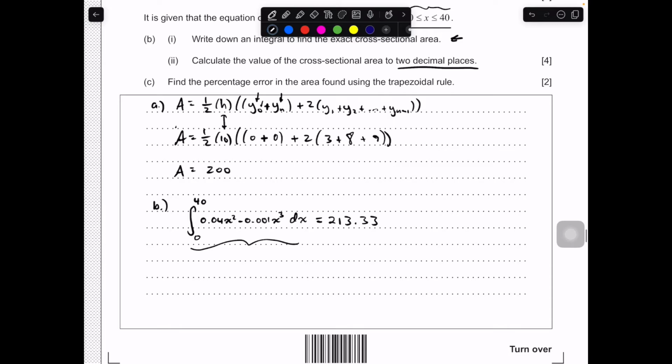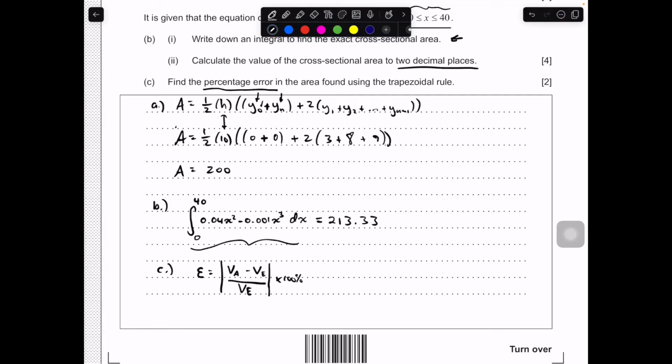Last part, C. Find the percentage error in area found using the trapezoid rule. So percentage error, this is given in your formula booklet. It looks something like this. Percentage error is, and then we have our estimate minus exact over exact, and then we want to times this by 100%. So let's kind of unpack this and see.